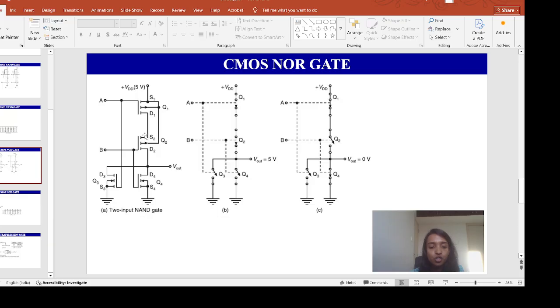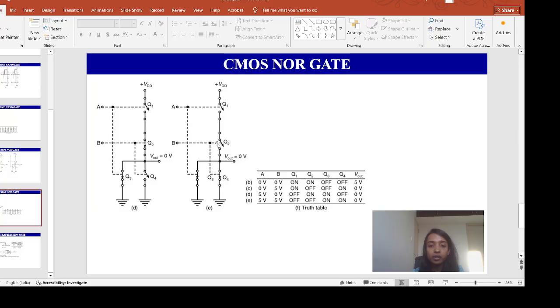VGS1 and VGS2 both will be 0 and VGS3 and VGS4 both will be plus 5 volt. So Q1 and Q2 both will be off and Q3 and Q4 both will be on, and this equivalent circuit is shown in figure E, and in this case output will be 0 volt. So all these input combinations and the corresponding states of the transistors, which one will be on and off, and the outputs are shown here in the form of the truth table.